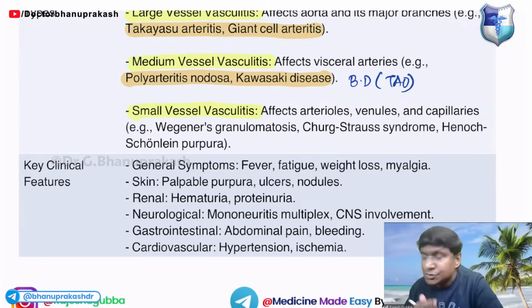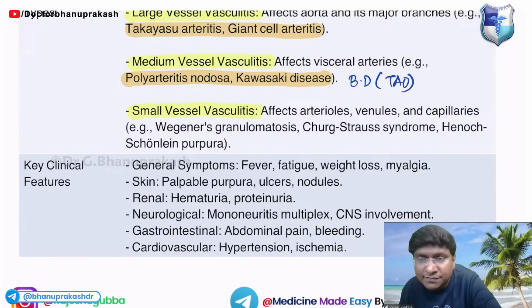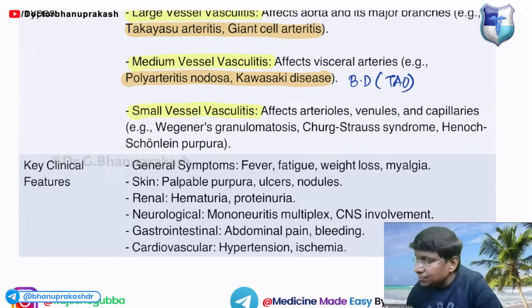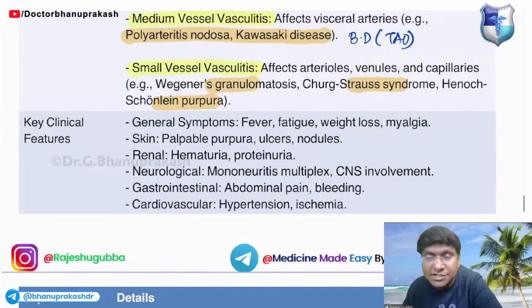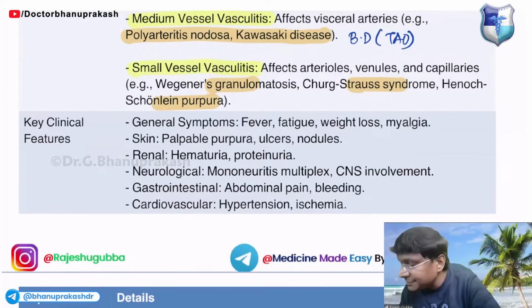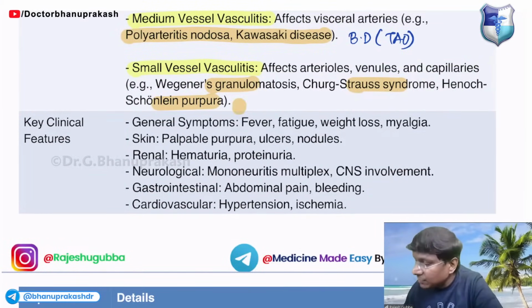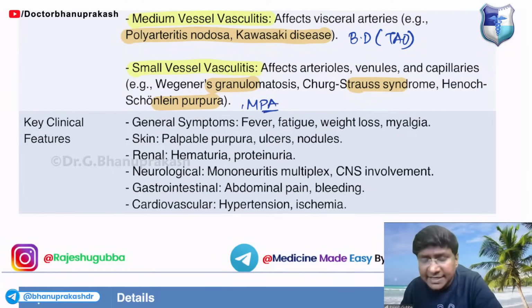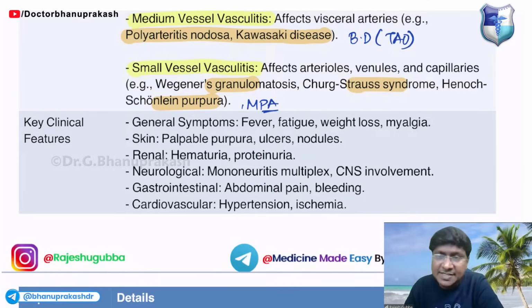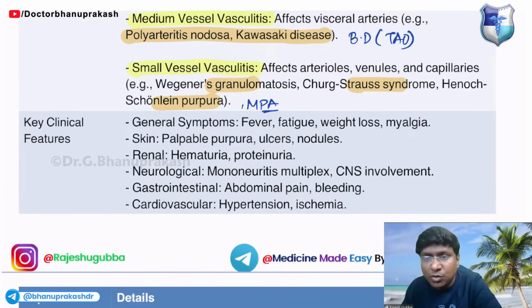Then small vessel vasculitis. What are the examples of small vessel vasculitis? That includes Wegener's, Churg-Strauss syndrome, and Henoch-Schonlein purpura. One more important example of small vessel vasculitis is microscopic polyangiitis. And all these vasculitis, let me tell you, are disorders of multiple system involvement. So multi-organ involvement will be there in these patients.